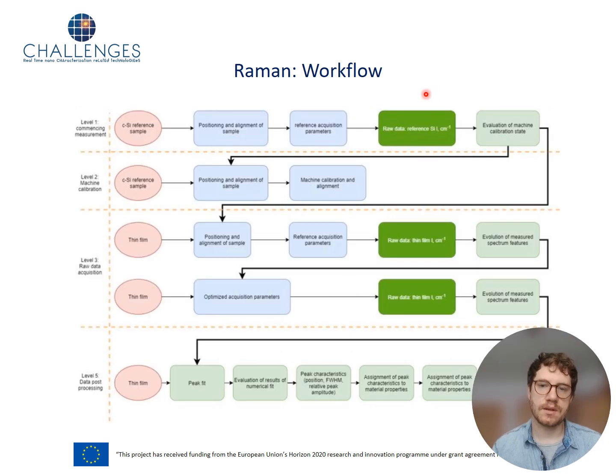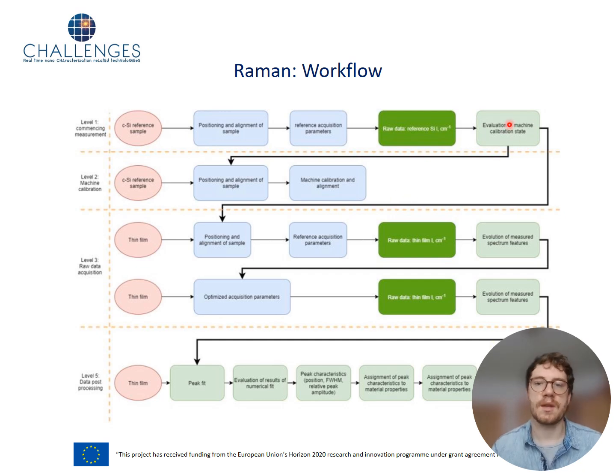So here you can see now the complete workflow correctly specified according to JADA for the Raman measurement. First of all, a crystalline silicon reference sample is used. The sample is then positioned, the acquisition parameters are chosen, and the first calibration data is acquired. As a function of this data or the evaluation of the data, the reference sample is then repositioned and a machine calibration can be started.